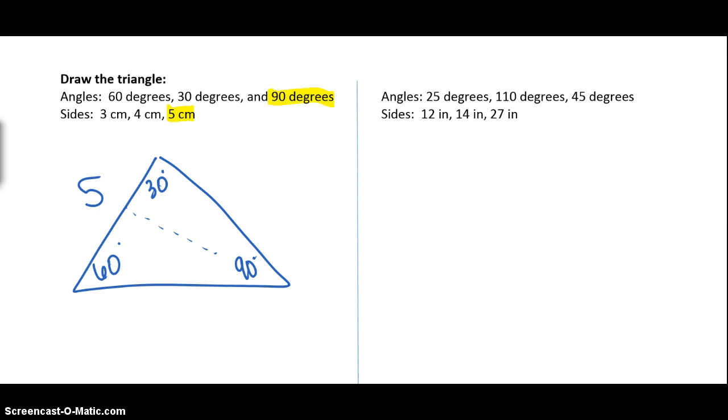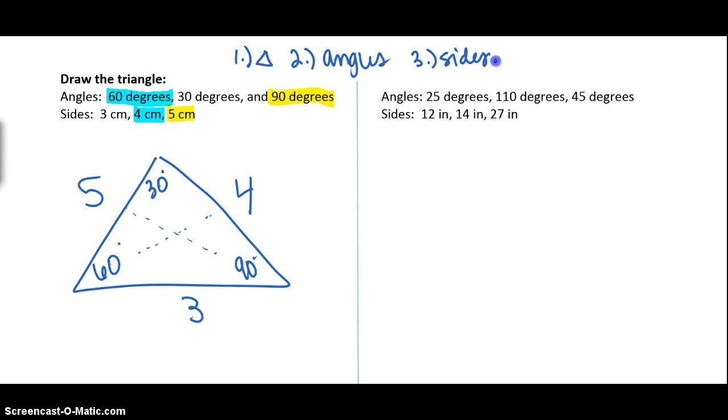Let's keep going. What's our next largest angle? 60. What's our next largest side? 4. So across from the 60 should be a 4. And then our last side must be a 3. All right? There you go. You've got your triangle then. So first you want to draw the triangle. 2, you want to put in your angles. And then 3, you want to put your sides on. Okay? I would like you to try this one right here and bring that to class, okay?